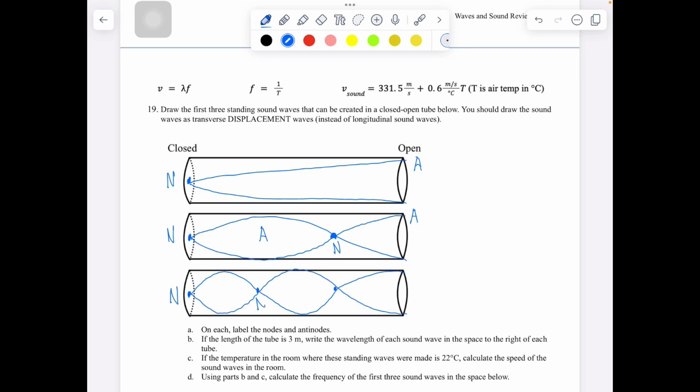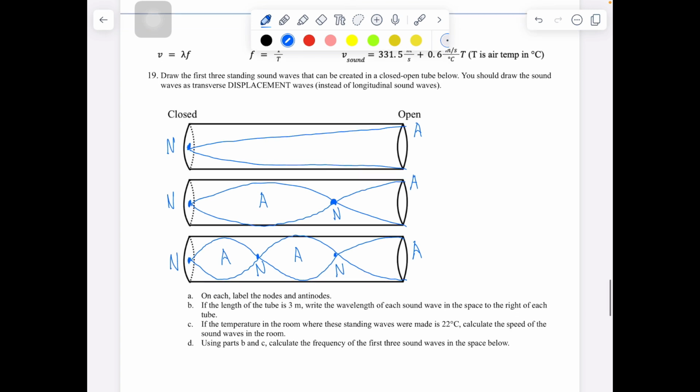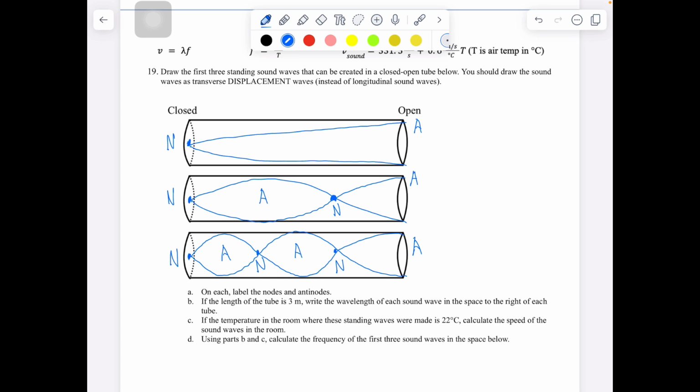Alright, we have a node, here is an antinode, here is an antinode, and here is an antinode. We've labeled the nodes and antinodes. If the length of the tube is 3 meters, write the wavelength of each sound wave in the space to the right of each tube.